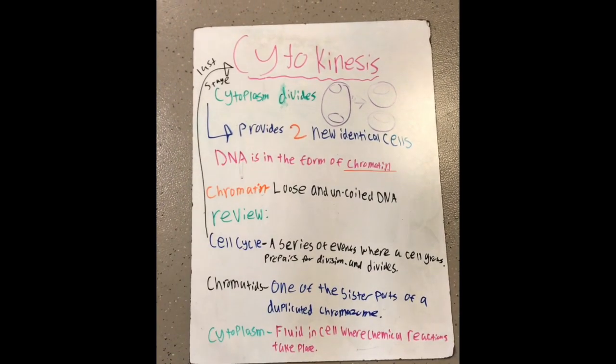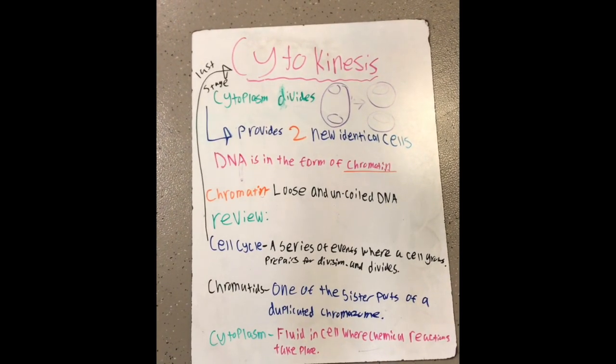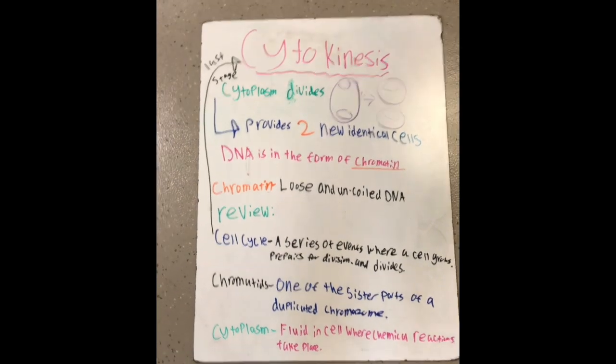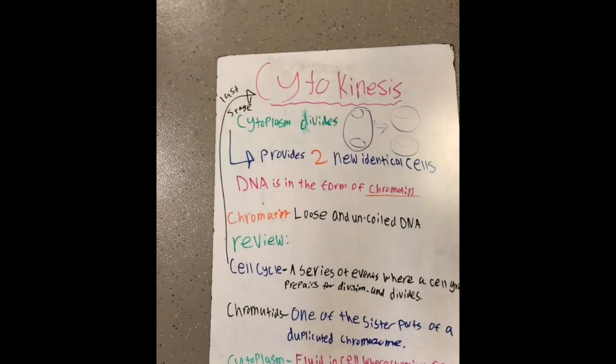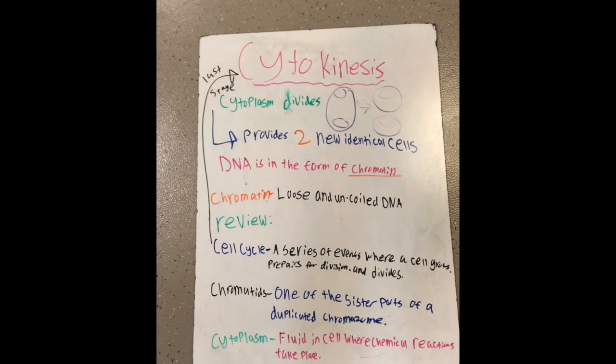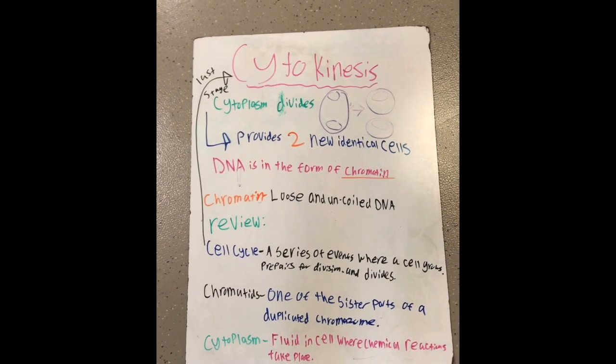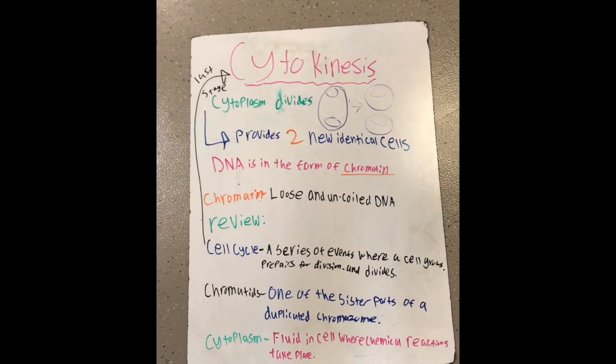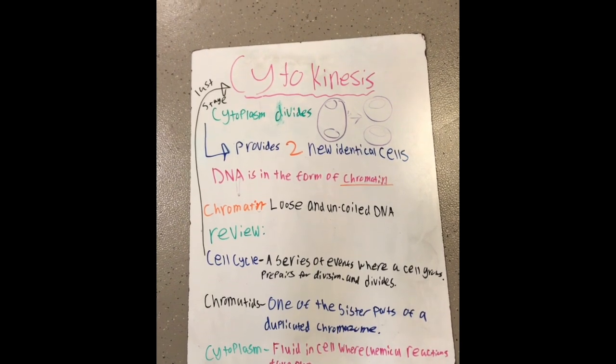Cytokinesis is the last stage of the cell cycle. In this stage, the cytoplasm divides, providing two new identical cells. And in this form, the DNA is in the form of chromatin, which is loose and uncoiled DNA.